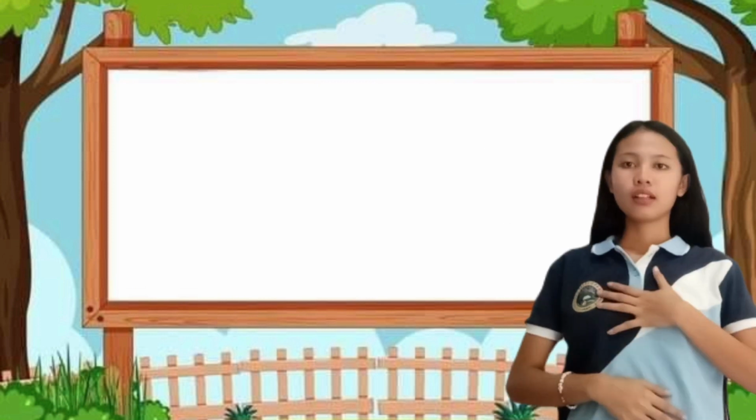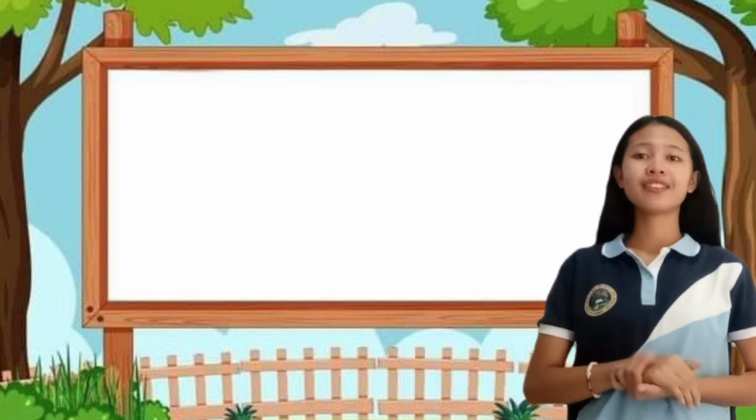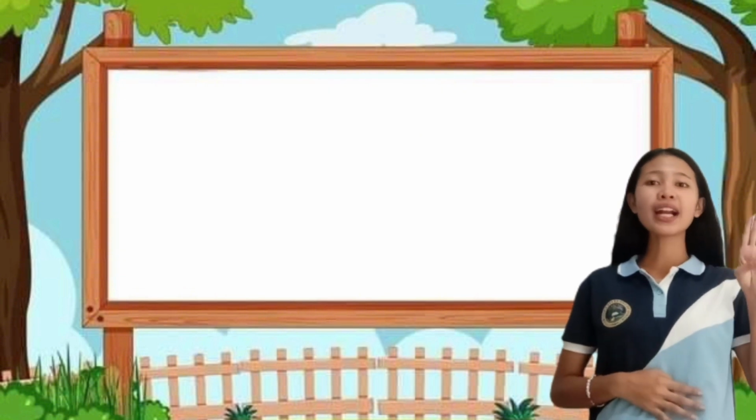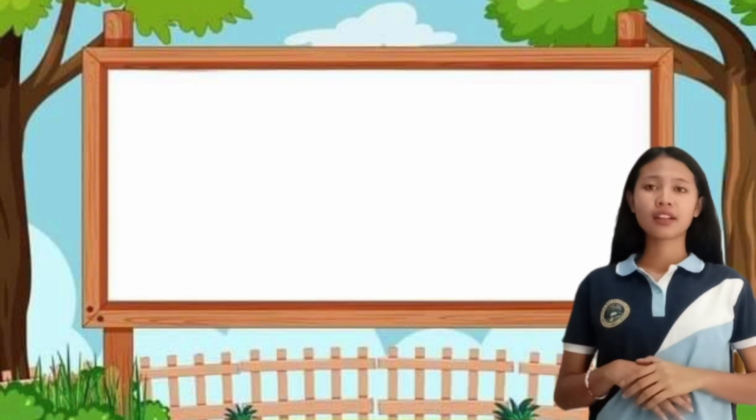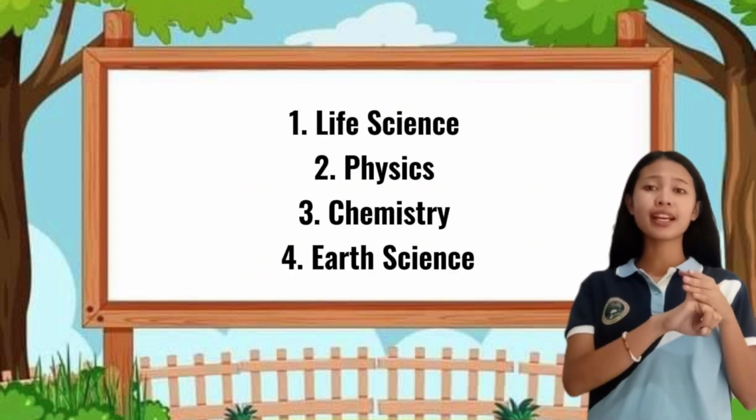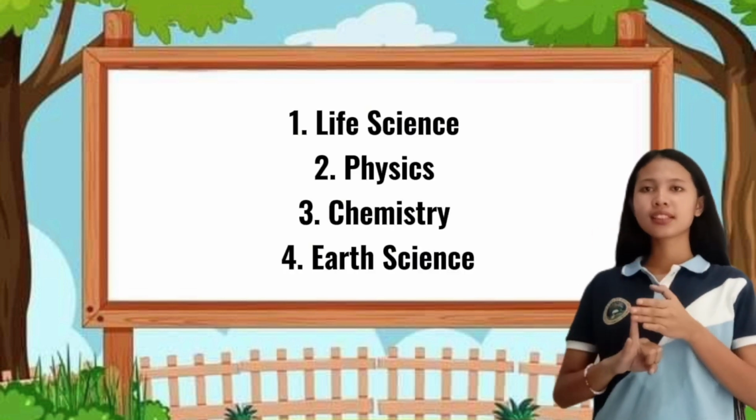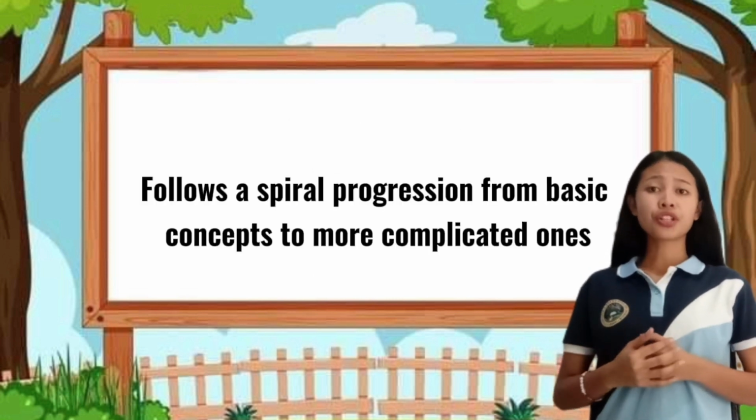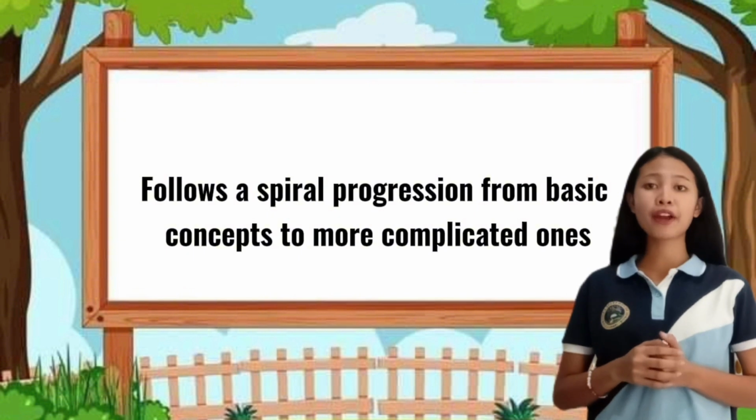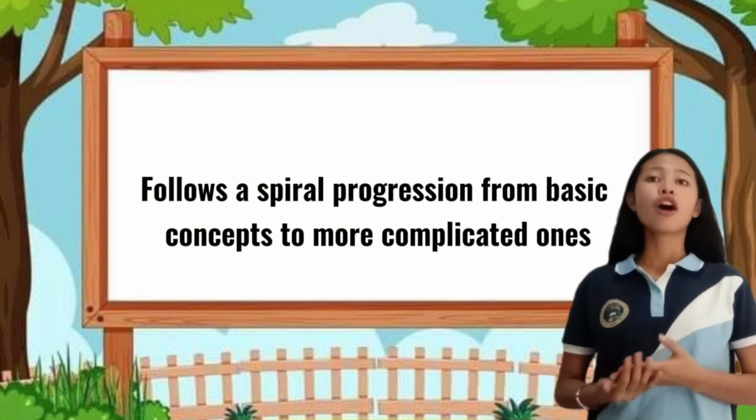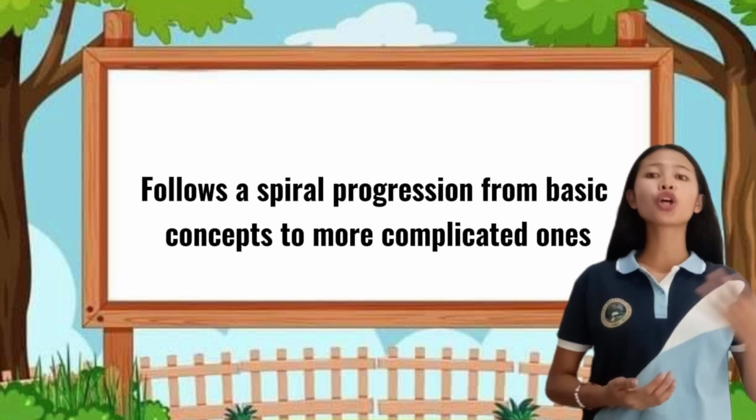And now let's move forward to another topic. As we all know, there are 4 science topics in the K-12 curriculum, and these are the areas of life sciences or the biology, physics, chemistry, and the earth sciences. These areas follow a spiral progression. This means that the topics are discussed from basic concepts to more complicated ones.